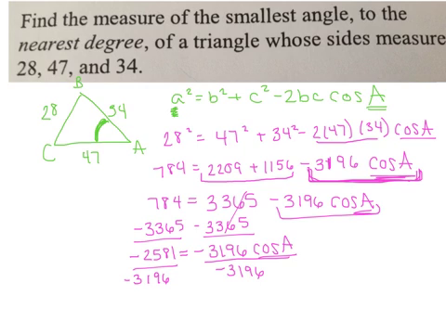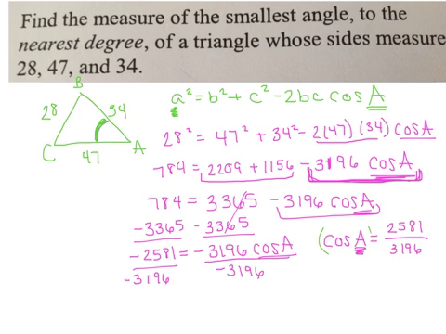And it's okay if you have an ugly answer for that, because you have cosine of A is equal to that ugly thing. Negative divided by negative will make it a positive. So I have 2,581 divided by 3,196. My whole goal is solving for A, so I don't really care about what this fraction looks like. I just want to get A by itself, so I'd have to get rid of that cosine.